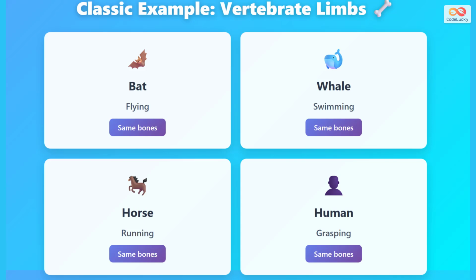The most famous example of homologous structures is the forelimbs of vertebrates. Consider the wing of a bat, used for flying through the air, the flipper of a whale, used for swimming through water, the leg of a horse, used for running on land, and the arm of a human, used for grasping and manipulating objects. Despite these dramatically different functions, all four limbs contain the same basic set of bones arranged in the same pattern.